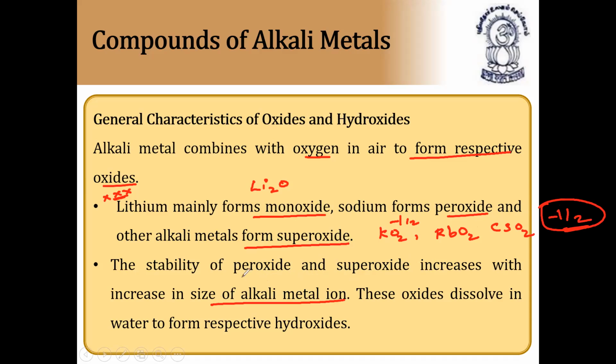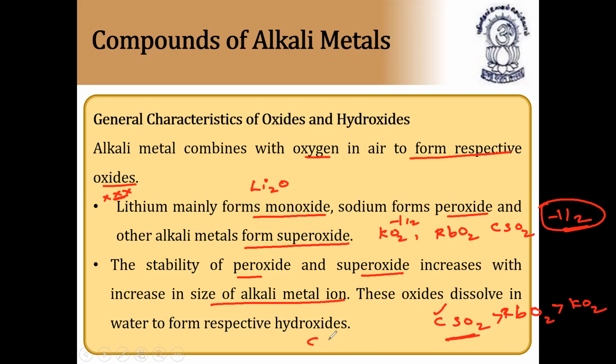The stability of peroxide and superoxide increases with the increasing size of alkali metal ion. So what do you understand by this? The stability of peroxide and superoxide increases with the increasing size of alkali metal ion. So cesium superoxide is more stable than rubidium superoxide, than potassium superoxide, because the size of cesium is bigger than rubidium and potassium, due to its highest atomic number. These oxides dissolve in water to form respective hydroxides.